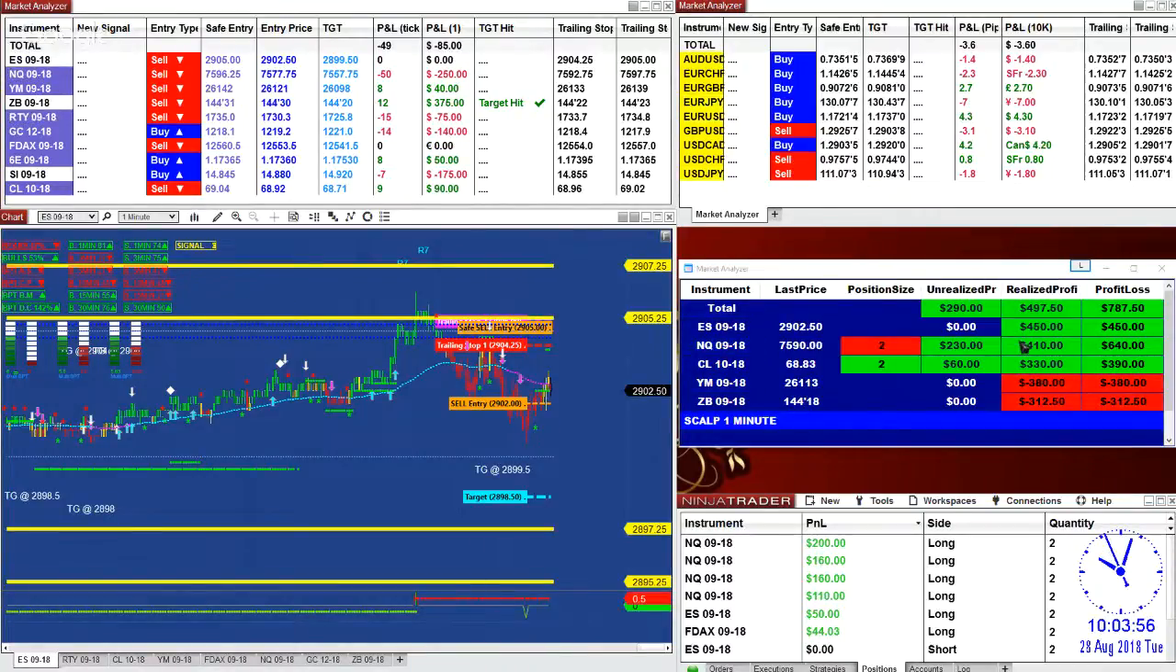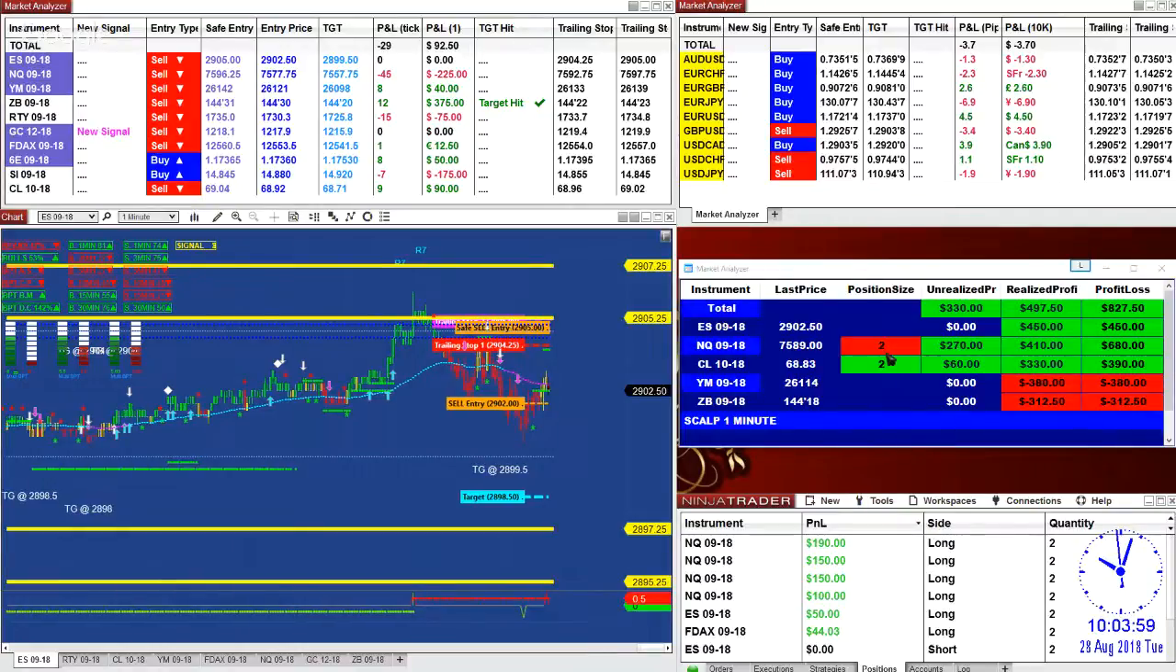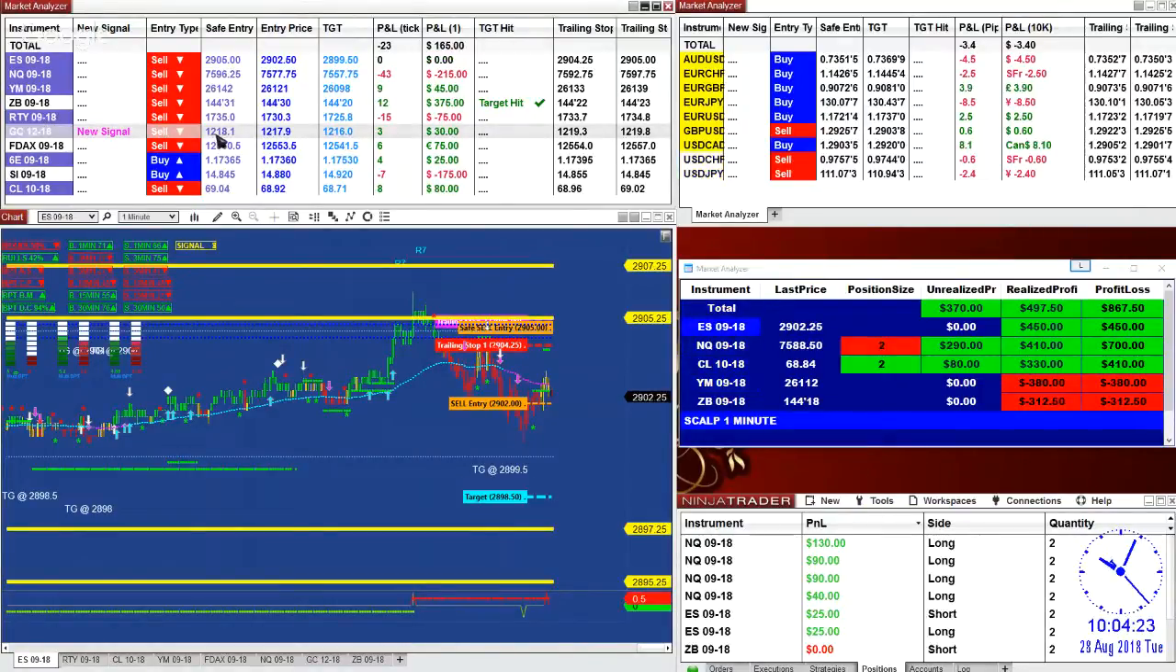On this blue market analyzer, those are your scalpers, and you're also going to see the market analyzer based on the 1 minute. Now we have a new signal on the gold, and you can see the direction is short. The entry is 1217.9, and your target is 1216. You can see it immediately here, and there is a sound that comes with it, but I hate sound all day long, so I do not use sounds. But this is the new entry on the gold.